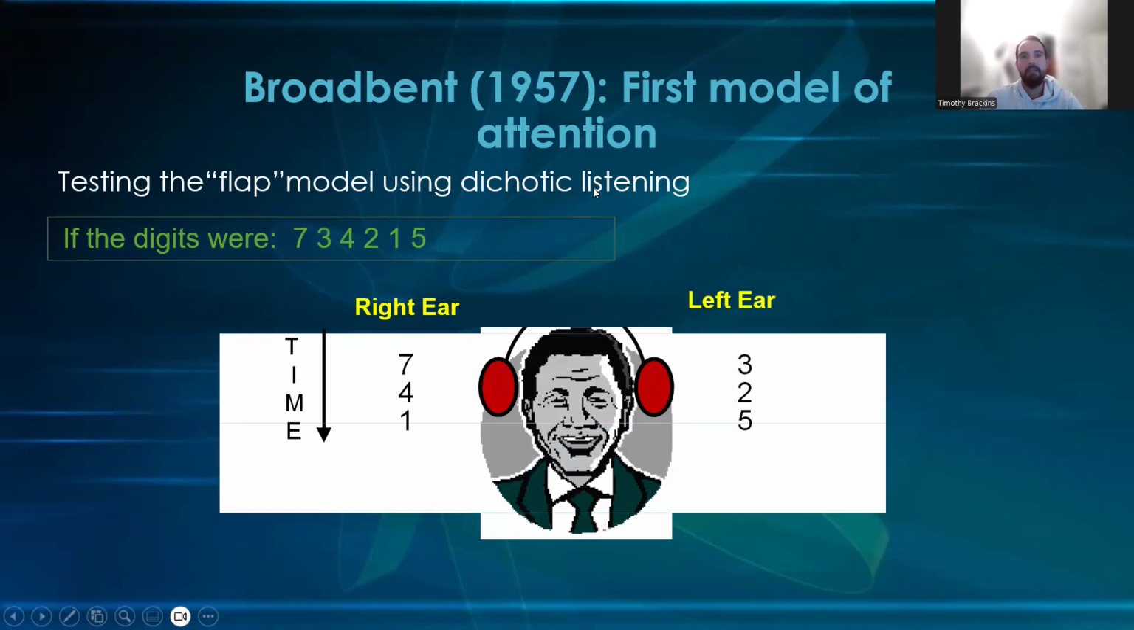So he's testing the flap. Okay, he's testing that attentional filter. He's testing to see if the filter is actually there and if it's actually working. So for example, if we had 734-215, you'd have 741 go in the right ear and 325 go in the left ear.